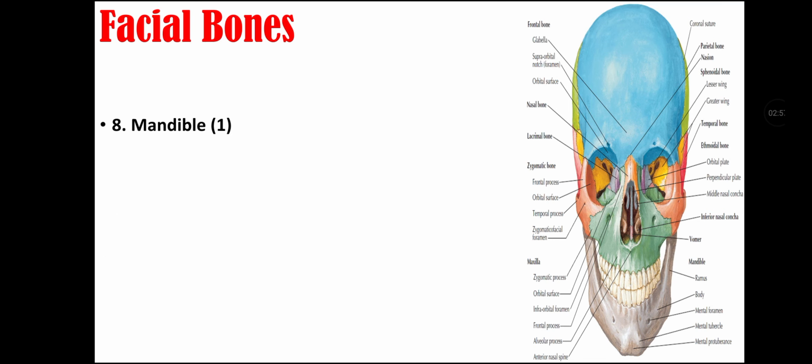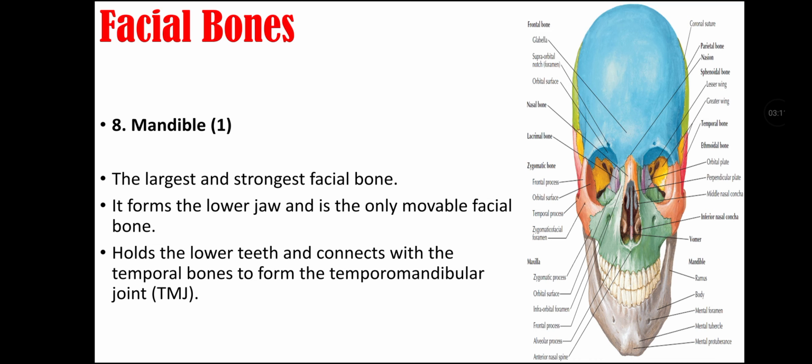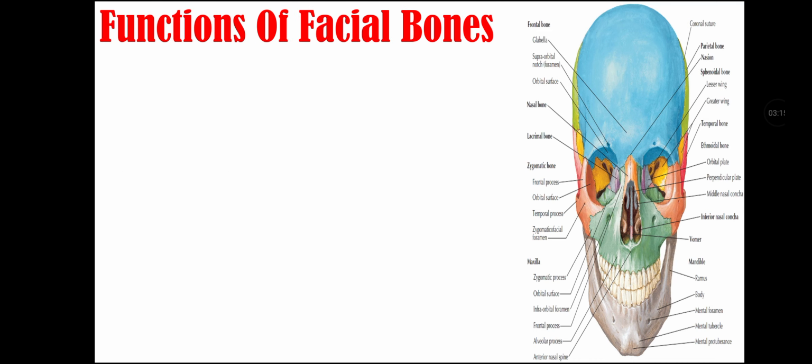Next facial bone we have is mandible. It is an unpaired bone, that means there will be one mandible in every skull. It is the largest and strongest facial bone. It forms the lower jaw and it is the only movable facial bone. It holds the lower teeth and connects with the temporal bone to form the temporomandibular joint.